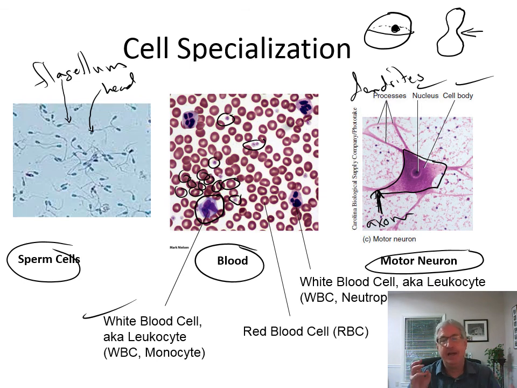I just want you to see cells have different shapes and different sizes. They do different things, and they do different things because they have different shapes. So the structure or the shape of something is closely aligned with the function of it. All right, next slide.